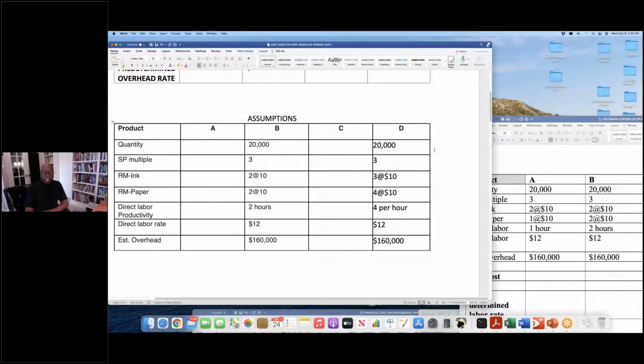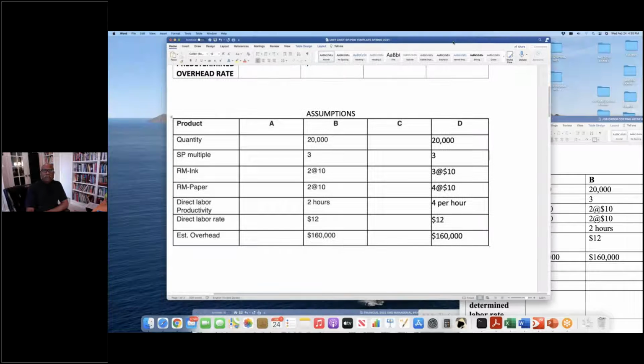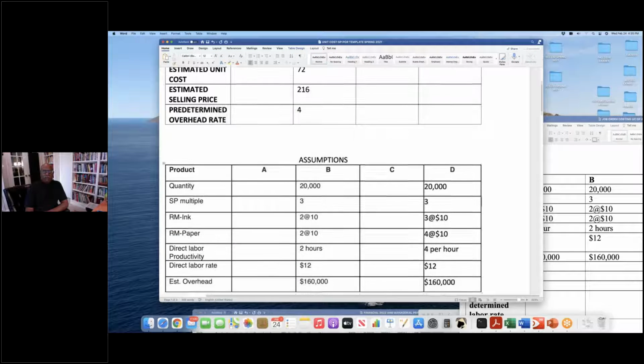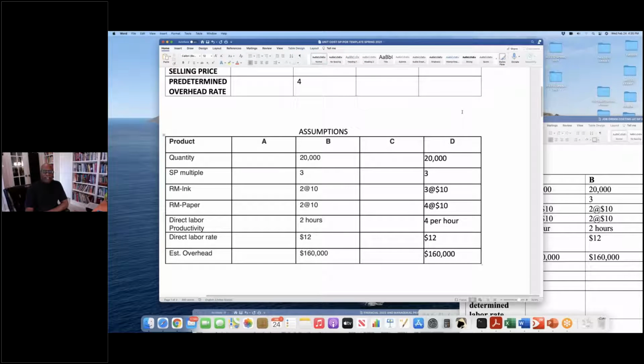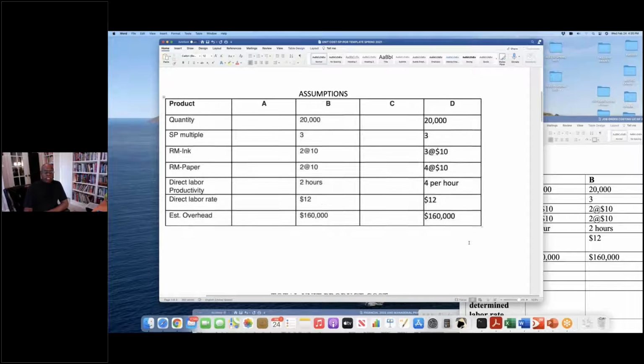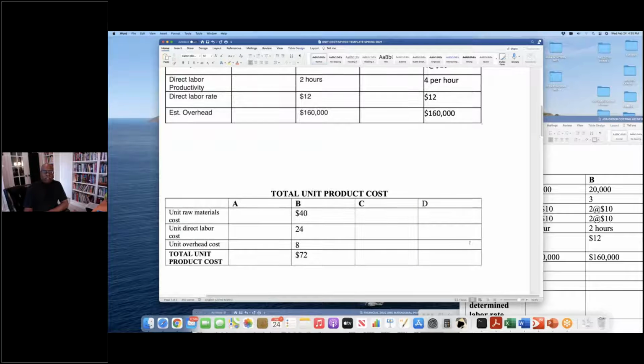So you're going to multiply and divide as we look at this. Okay, we're making 20,000. Selling price multiple still 3. Ink, 3 at 10. Paper, 4 at 10. Direct labor, 4 per hour. Direct labor rate, 12. Estimated overhead, 160. So now we start with our raw materials.